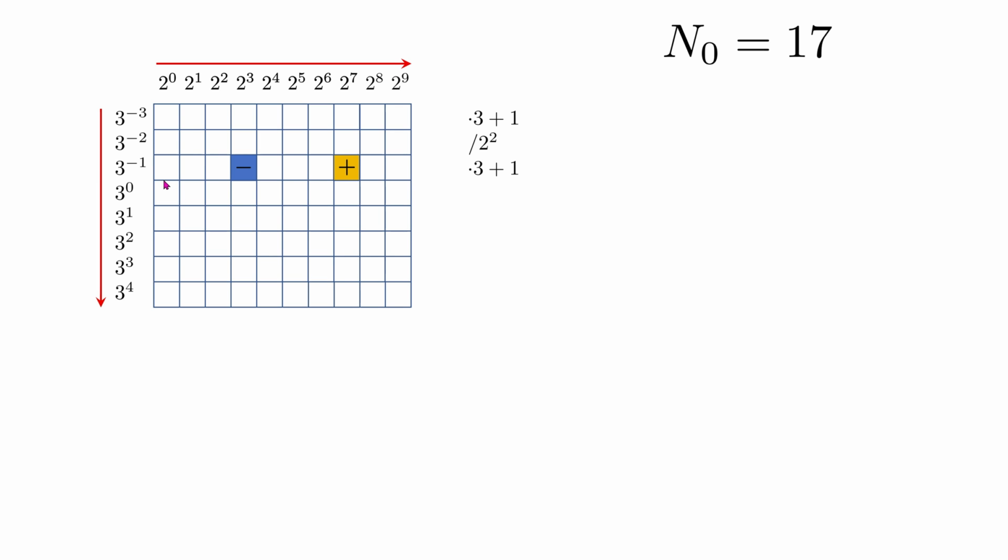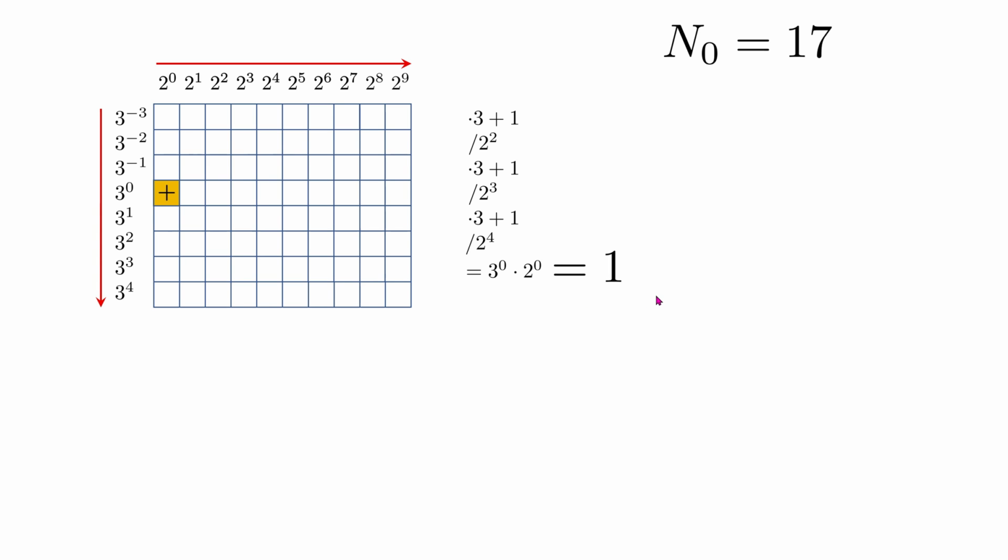And now, as you can see, we can divide this number by 2 to the power 3. And again, we can multiply by 3. We will add 1, and finally we can divide this number by 2 to the power 4 to have 3 to the power 0 multiplied by 2 to the power 0, which is actually 1.